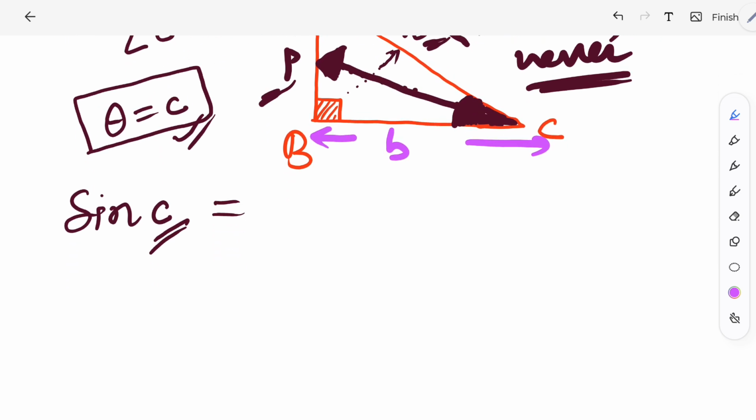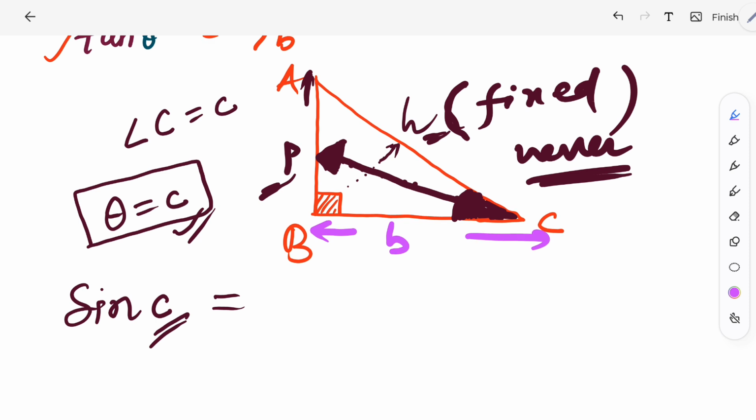Just need to see. Now here, if this angle is given, then AB will act as the perpendicular. Now in sine, we must have the ratio of perpendicular by hypotenuse, P by H. So which side is acting as P?